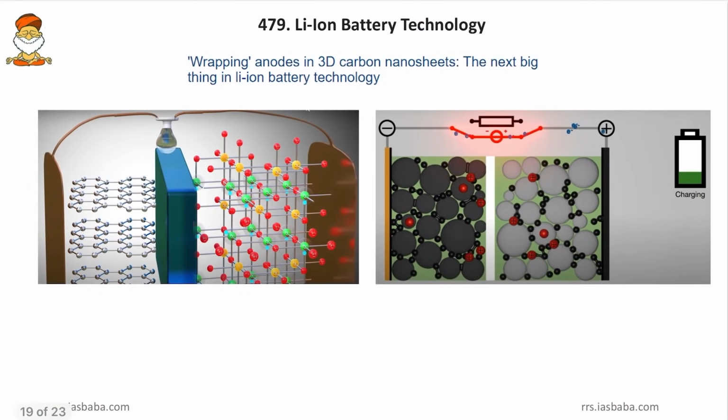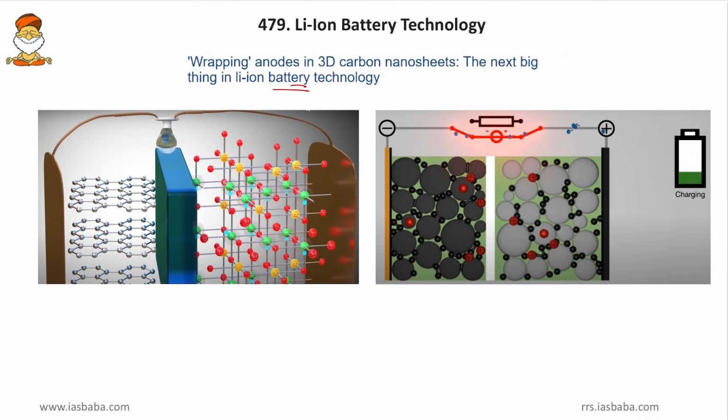Then come to the next one, the lithium ion battery technology. Friends, recently wrapping anodes in 3D carbon nanosheets is treated as a very big invention in lithium ion battery technology, and this will improve the efficiency of the lithium ion battery to a great extent. So, we will understand this only after understanding how the lithium ion battery works.